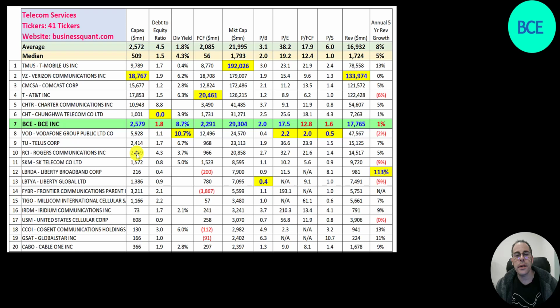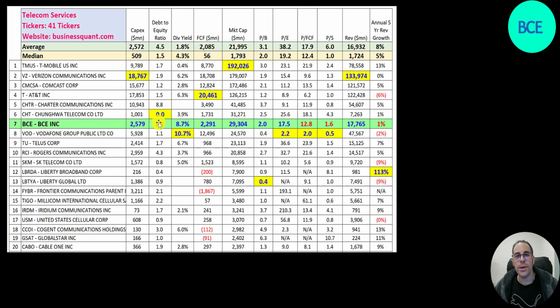All their numbers are converted to US dollars because all these tickers are trading in the US. So that's why this chart is in US dollars. But all the other numbers in this video are in Canadian dollars. Telecom companies spend a lot in CapEx. There's a lot of maintenance and infrastructure. They spend 2.6 billion. Look at Verizon, 19 billion. T-Mobile, 10 billion. AT&T, 18 billion. It's really expensive to maintain these companies.